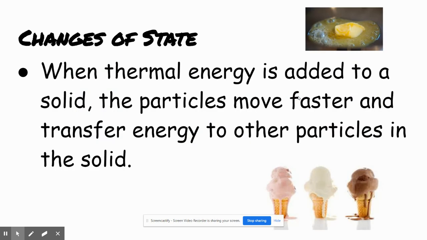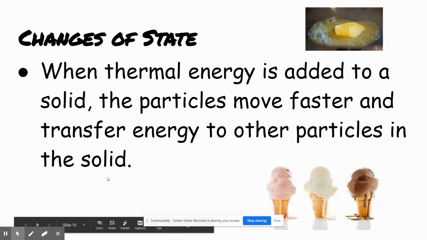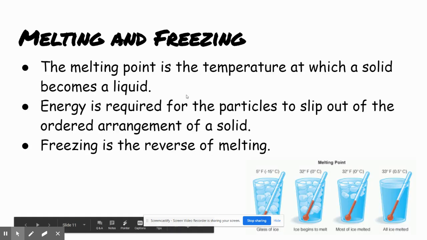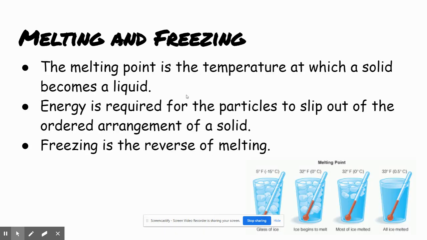Changes of state. When thermal energy is added to a solid, the particles move faster and transfer energy to other particles in the solid. So, melting and freezing. The melting point is the temperature at which a solid becomes a liquid. Energy is required for particles to slip out of the ordered arrangement of a solid. Freezing is the reverse of melting.